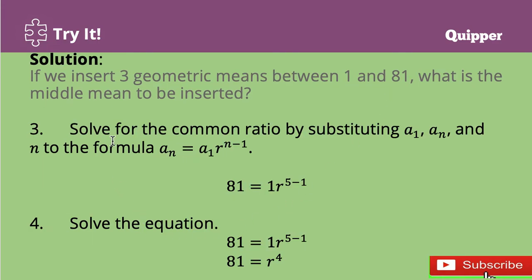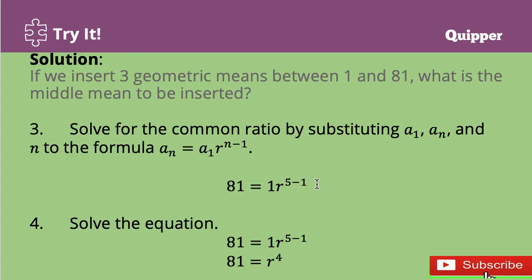Third, solve for the common ratio by substituting a sub 1, a sub n, and the number of terms to the formula a sub n is equal to a sub 1 times the common ratio to the power of n minus 1. These are the 3 necessary values that we must have to use this formula: a sub 1 or the first term, a sub n or the last term, and n or the number of terms. After substituting, we have 81 is equal to 1r to the power of 5 minus 1.